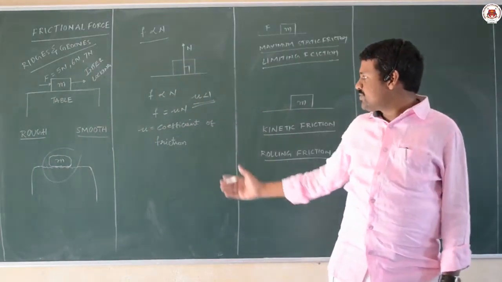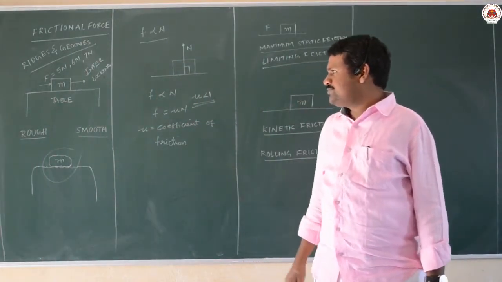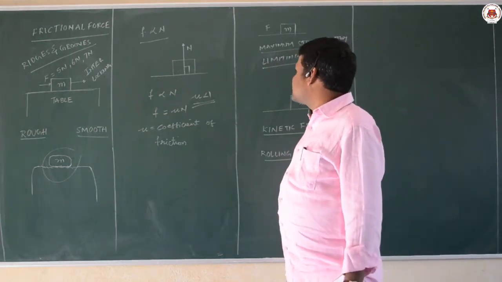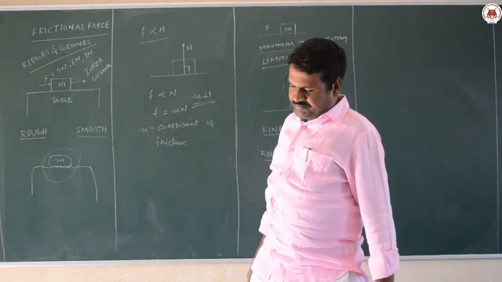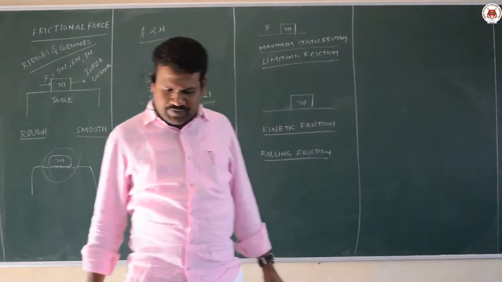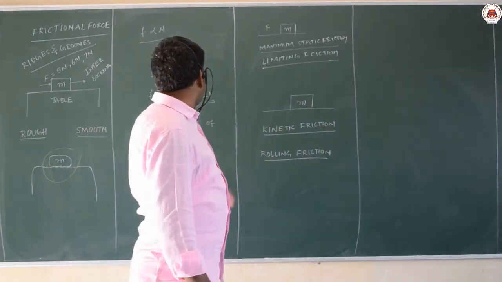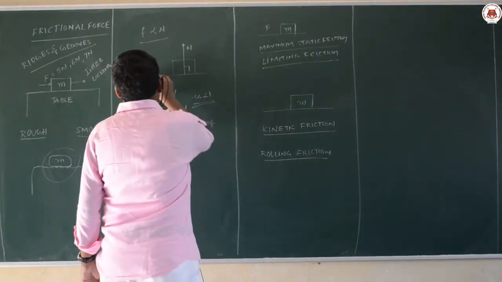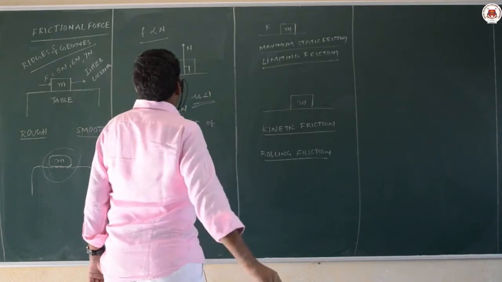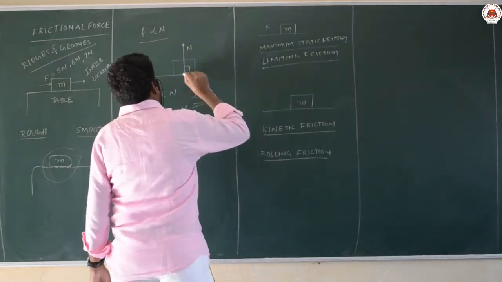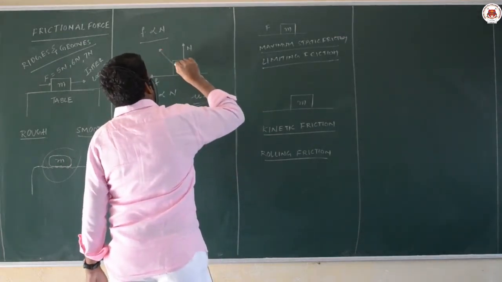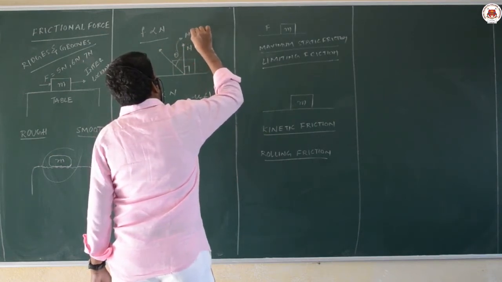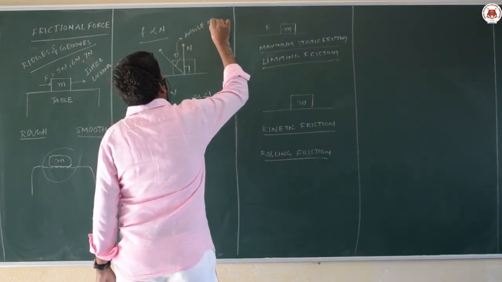That is the mu value. Now this normal reaction is different in different cases. So for that we will see normal reaction in different cases. Before going to that, the angle made by the resultant of the frictional force and normal reaction with the normal reaction is called the angle of friction.